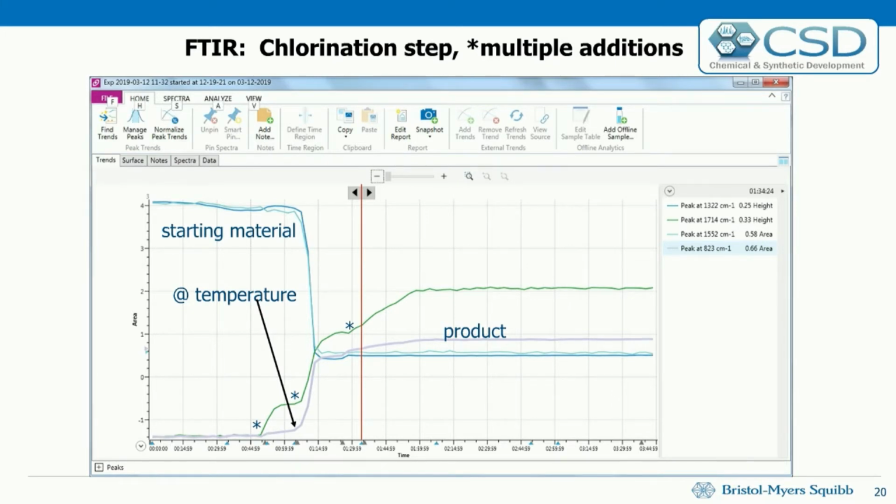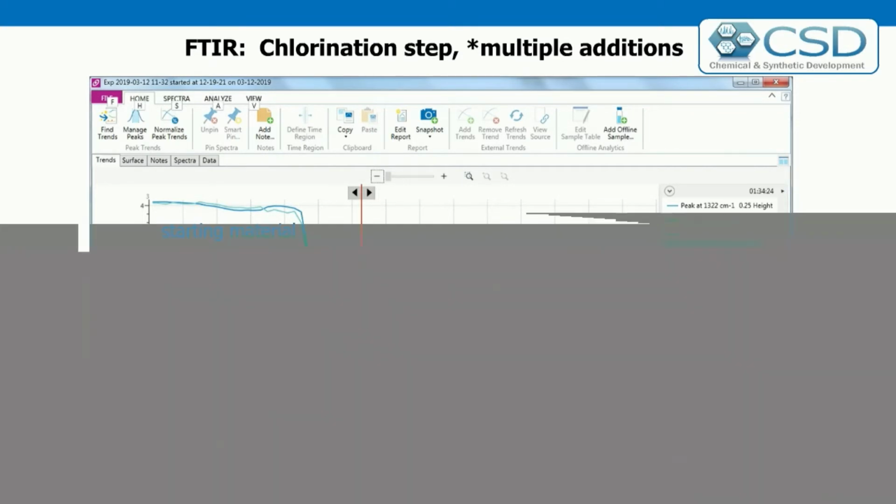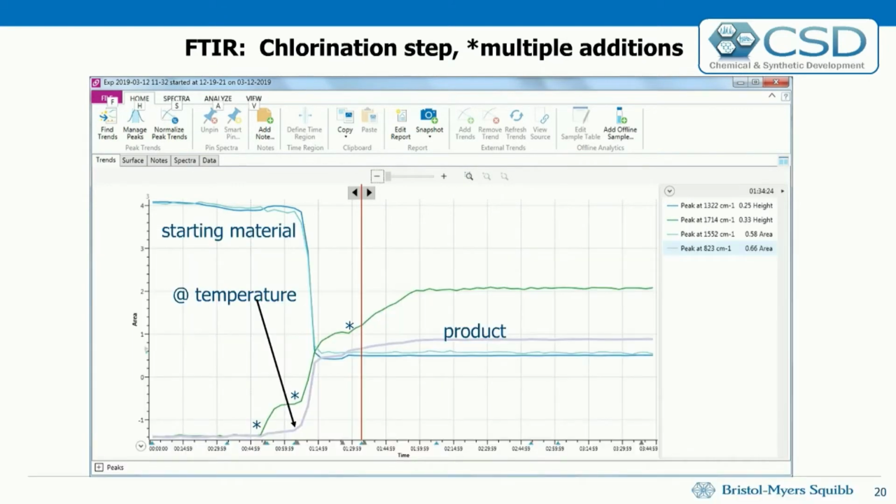This is a study which the chemists want to look at adding the chlorinating reagent, in this particular case, over a period of time in shots, in aliquots. And this way we can look at the various intermediates also being formed. So we can follow when the temperature goes up, and then during that process see it kick off and actually doing what it's supposed to do, chlorinating.